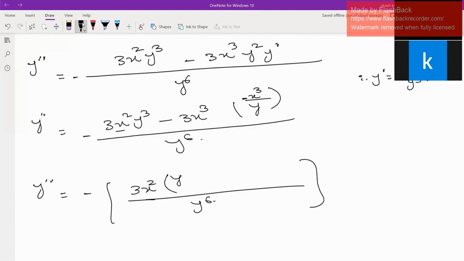Inside it's left y cube, minus 3x^3, minus minus becomes plus. Okay, and then x^3 multiplied with x^3 becomes x^6, over y. Is it clear? Yeah. Okay.